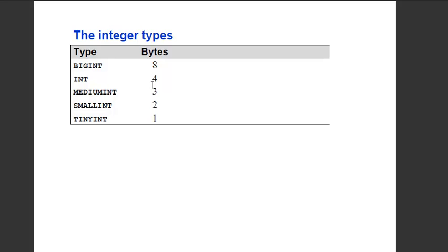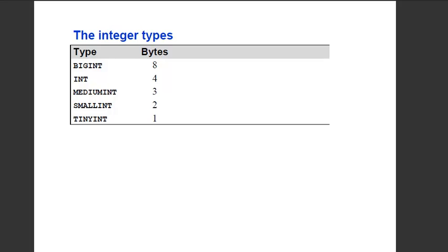Now, if you want to go medium int, then it's going to be about 7 digits, up to 8 million. Small int goes from 32,000 plus to minus 32,000 and a little bit. And then tiny int from plus 127 to minus 128. So these are the ranges.